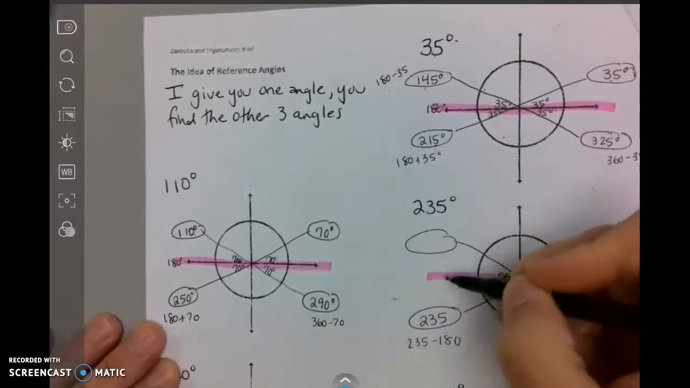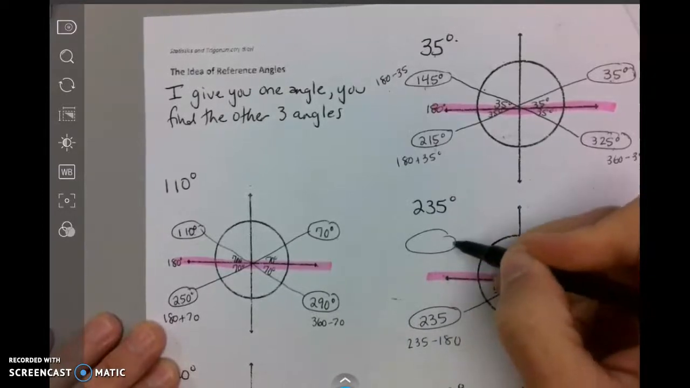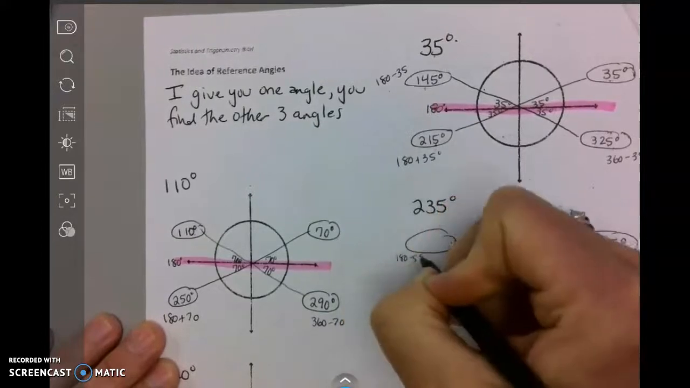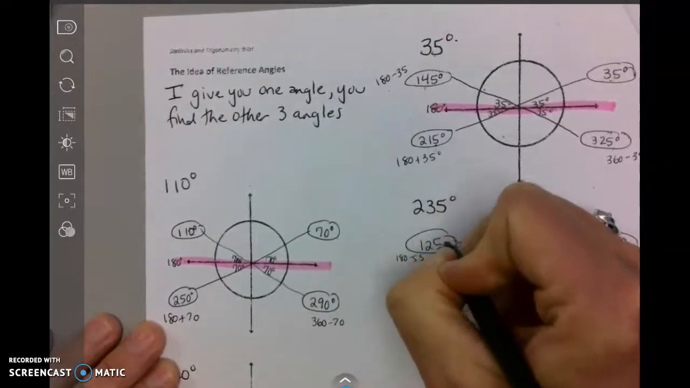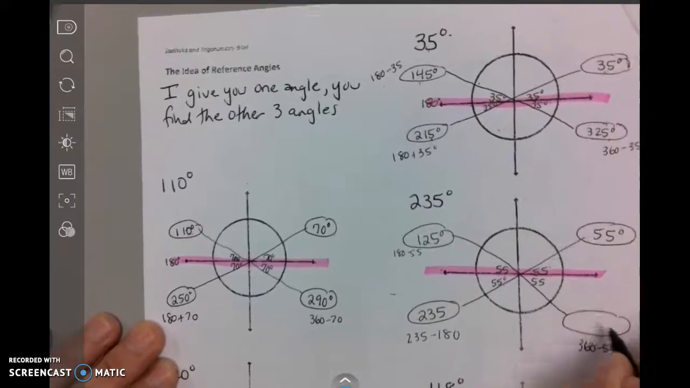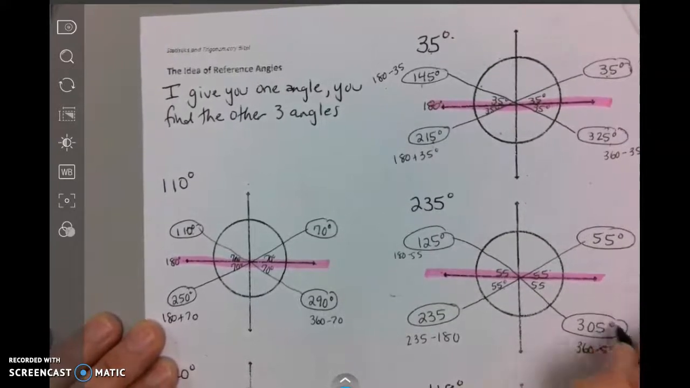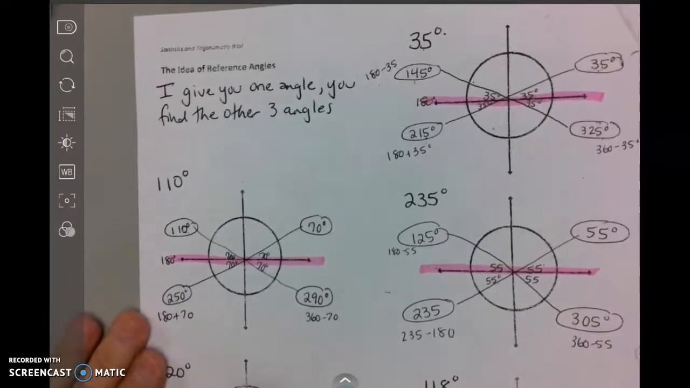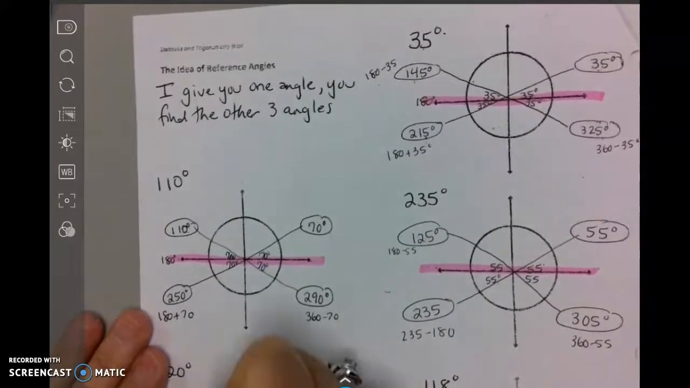Well, then I know that this is 55 degrees before the 180, so 180 minus 55, and I get 125 degrees. This is 55 degrees before the 360, so 305 degrees. Okay. All right, let's do one more, and then we're going to look for patterns. Remember, math is all about patterns.